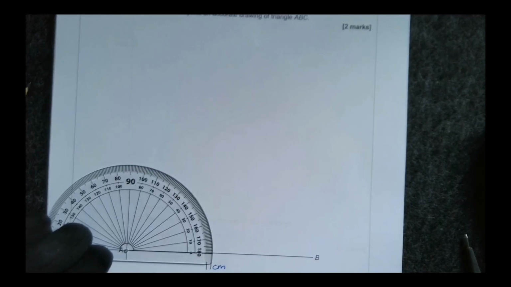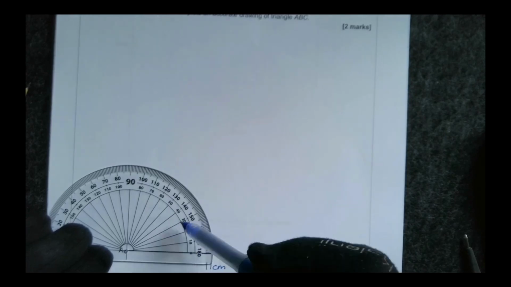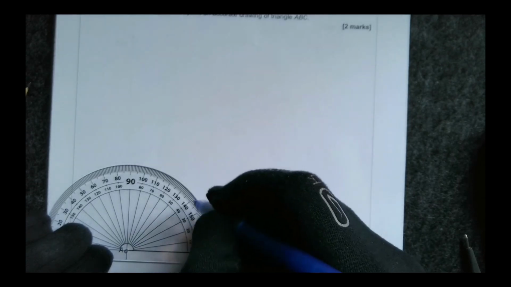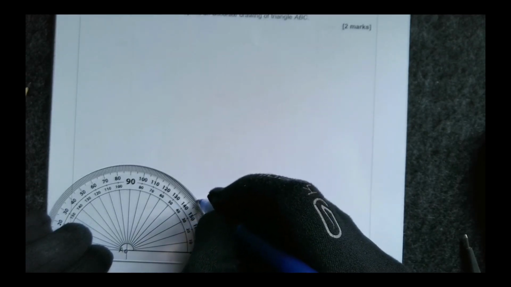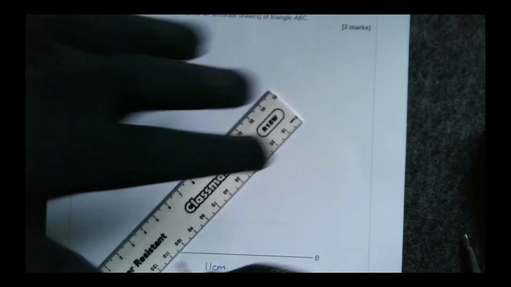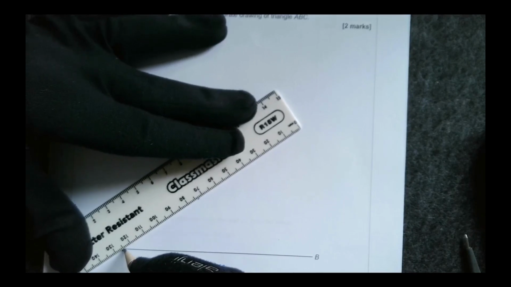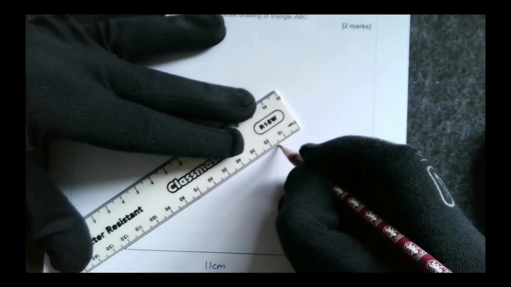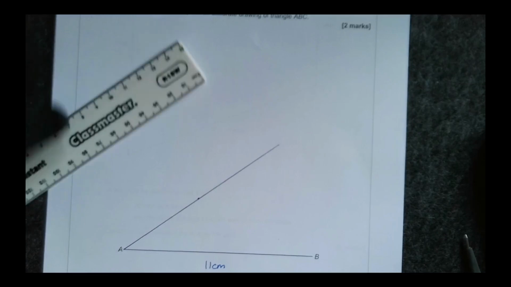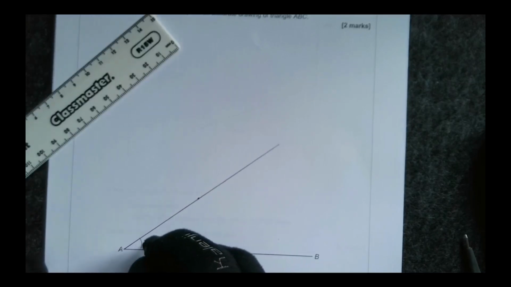Then I want to use the inside numbers. The reason I'm using the inside numbers is, one, because it's an acute angle, but also the line that has been drawn for me starts at 0 using the inside numbers. So I then need to find 37, which is there. Make a little dash, and then with a ruler, draw a line from A through that point.